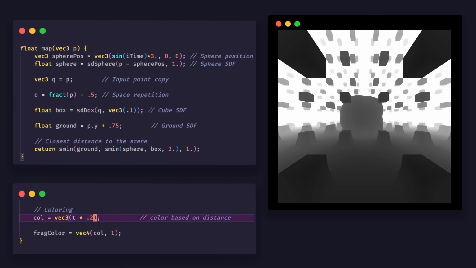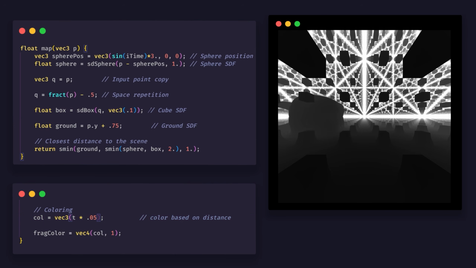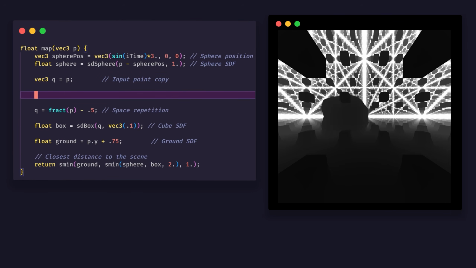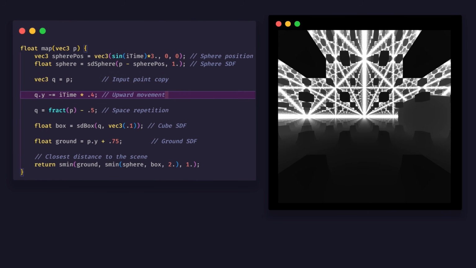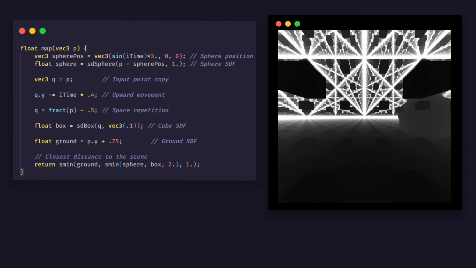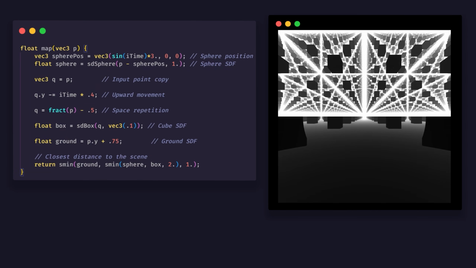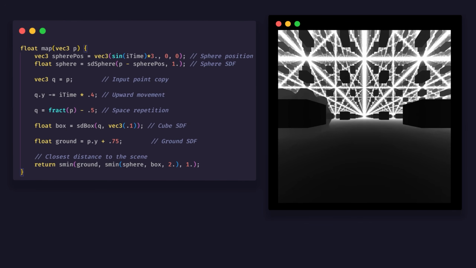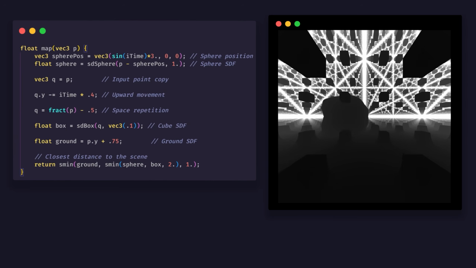Moreover, we can lower the intensity of the depth value to see further away, as the colors are still clipped above 1. We could also add an upward movement to every box by offsetting the Y position of our point before applying space repetition. Once again, if we were to add it afterwards, the boxes would clip out of their repetition. And now that we've covered all of these topics, we can start to get creative with our scene.